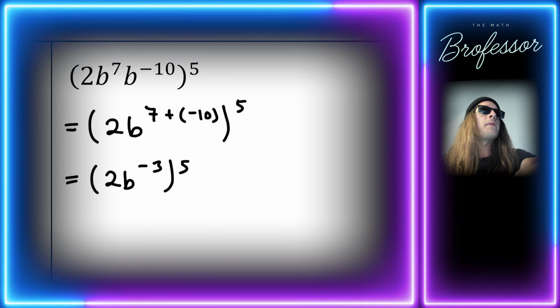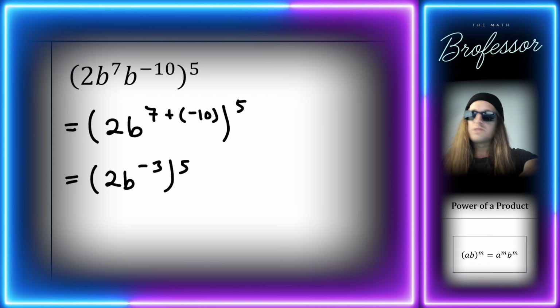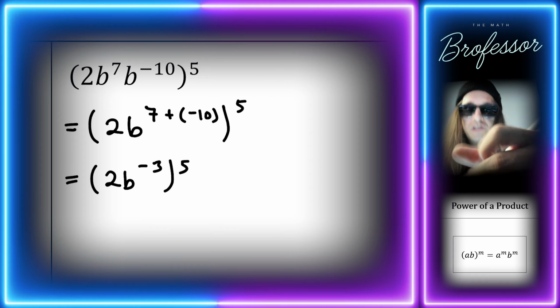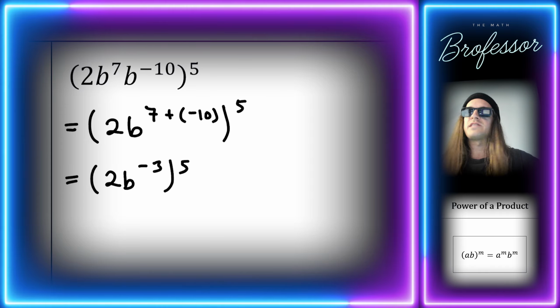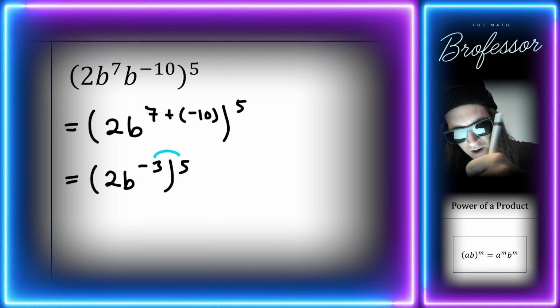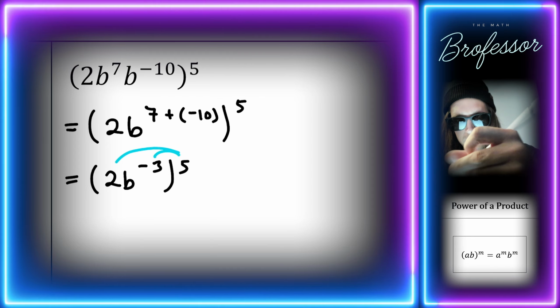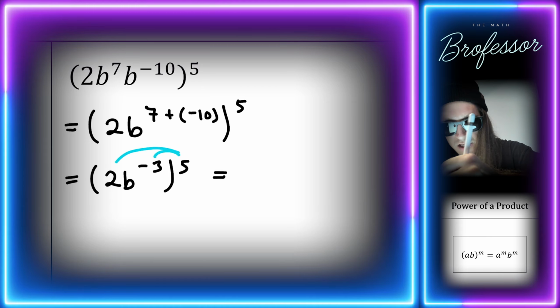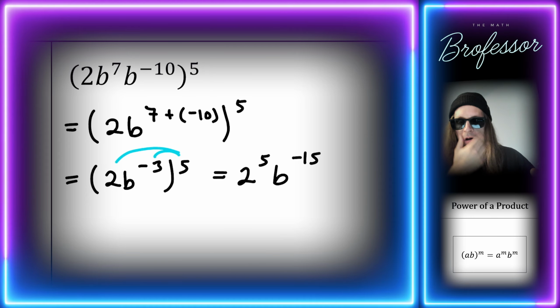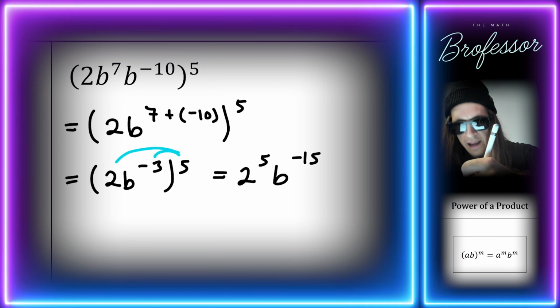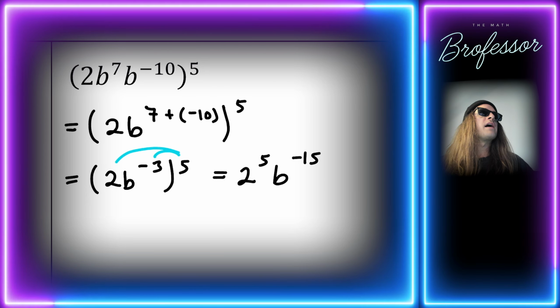Let's use our power. Is this what I want? This is what I want to use? Yeah, power of a product. We're going to distribute, well, in combination with power of a power. So we got to use power of a power and power of a product at the same time. We're going to distribute the 5 to the negative 3 and the 2. And that gives us 2 to the 5th power. And b, negative 3 times 5 is negative 15. Right there. All right, and now we're going to use the negative exponents.